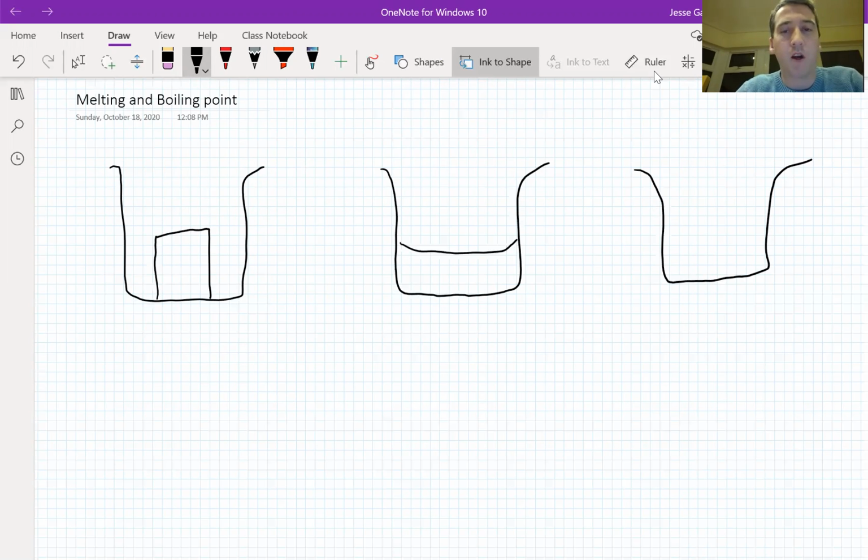So I want you to tell me on 3, what do the 3 beakers represent? So on 3, 1, 2, 3, speak your answer to the screen. Okay, I'm hoping that you said they represent solids, liquids, and gases. So this first one here would be a solid. Second one, a liquid. And third one, gas.